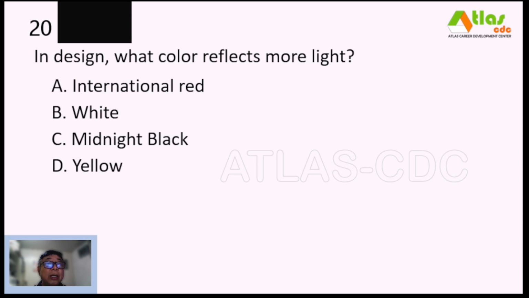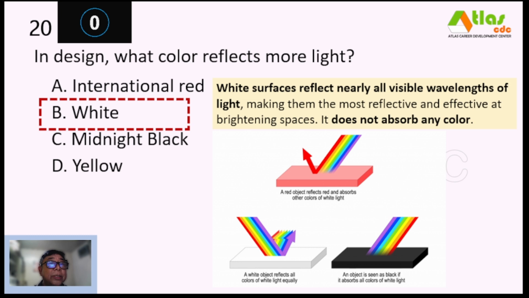Number 20. In design, what color reflects more light? A, international red; B, white; C, midnight black; and D, yellow. And our correct answer is white. So white surfaces reflect nearly all visible wavelengths of light, making them the most reflective and effective at brightening spaces. It does not absorb any colors. Compare that with black, because black absorbs all colors of white light.